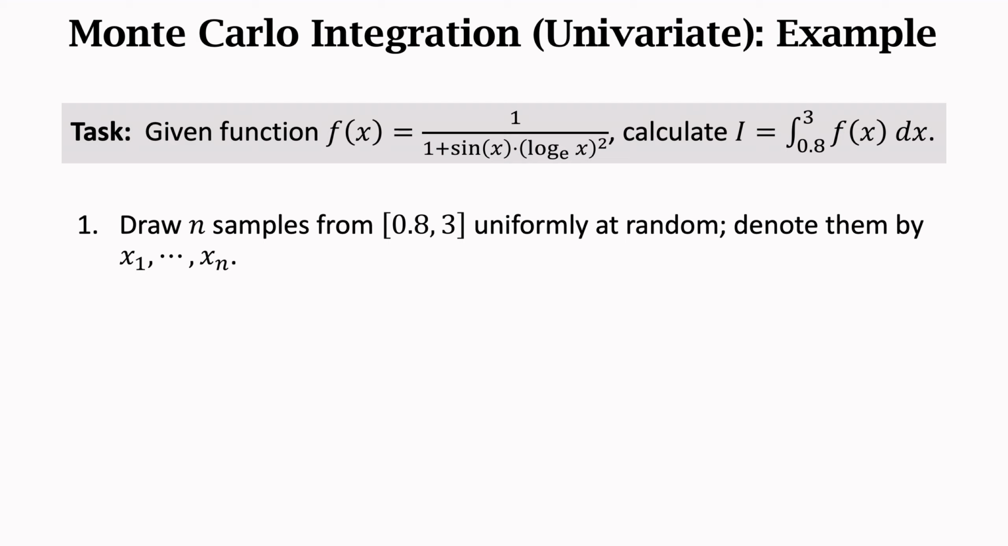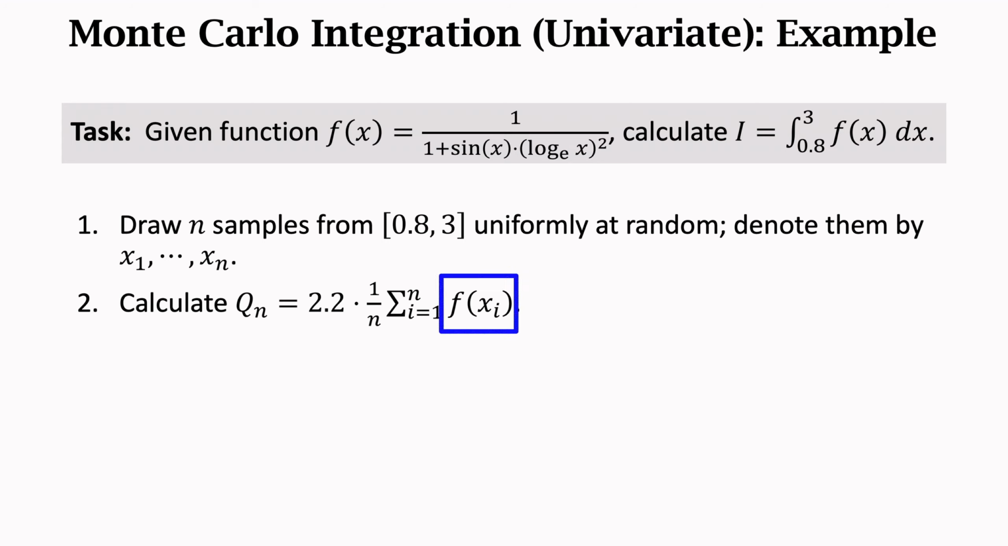First, draw n random samples from the interval between 0.8 and 3. Denote these samples by x sub 1 to x sub n. Second, evaluate the function values for all x sub i. Average the n function values and scale it by 2.2. Here, 2.2 is the size of the interval between 0.8 and 3. Finally, return q sub n as an approximation to the integral.